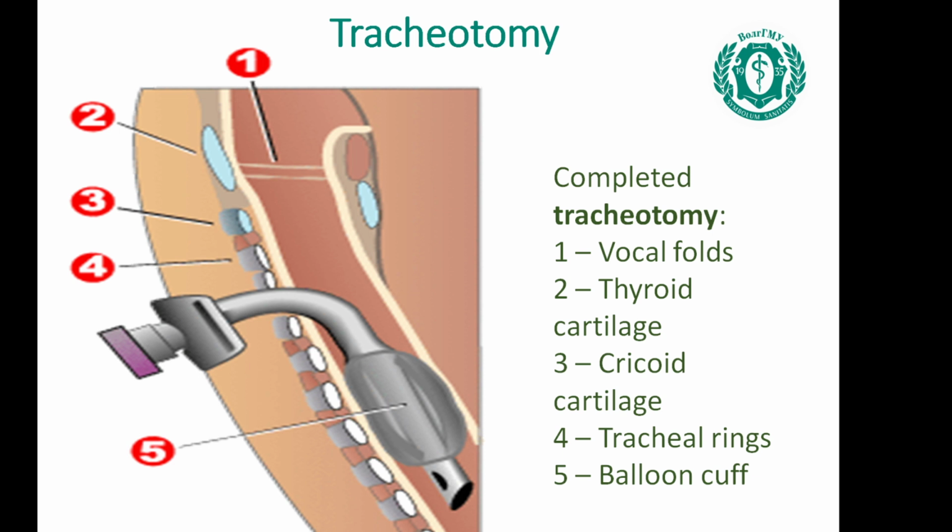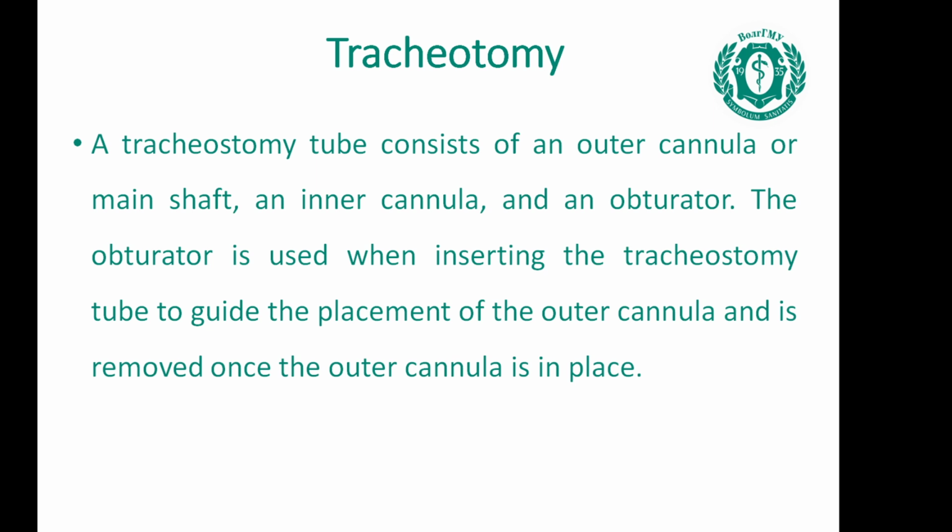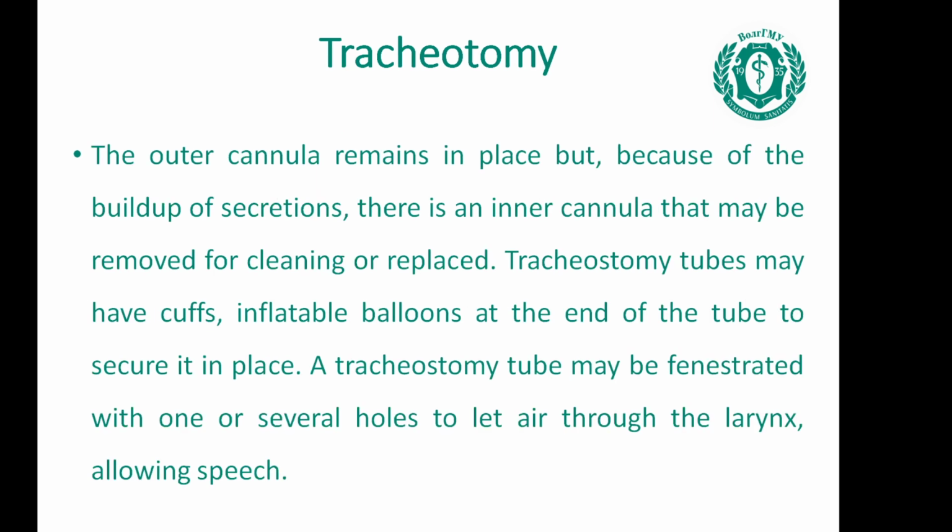Completed tracheotomy. A tracheostomy tube consists of an outer cannula and main shaft, an inner cannula and an obturator. The obturator is used when inserting the tracheostomy tube to guide the placement of the outer cannula, and it's removed once the outer cannula is in place.